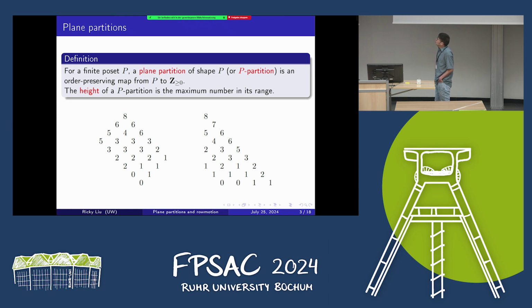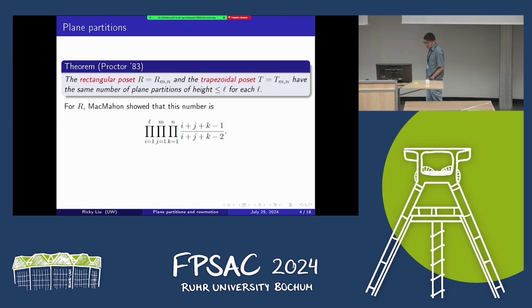OK, so one question which is very natural to ask is how many plane partitions are there of these two shapes? And there's an interesting theorem, due to Proctor from the 1980s, which says that these two posets happen to have the same number of plane partitions of every height. And there's a famous theorem due to MacMahon counting plane partitions fitting inside a box that gives a product formula for this number. It has this nice form, which is sometimes written like this.